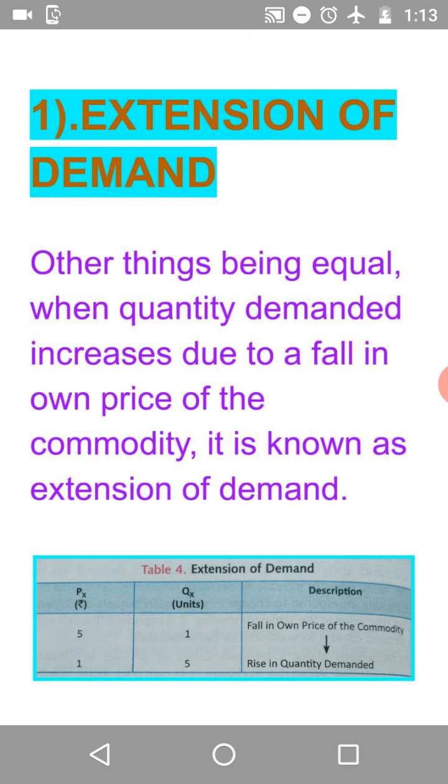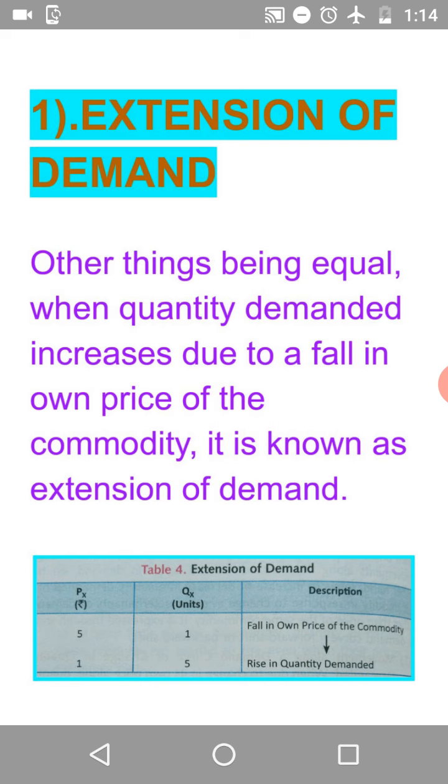Other things being equal, that means all other factors, when quantity demanded increases due to a fall in the price of the commodity, it is known as extension of demand. So we can understand it in very simple language: when the price of a particular commodity decreases and its quantity demanded increases, this is known as extension of demand. The same thing can be seen in the schedule as well.